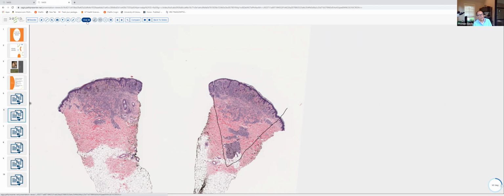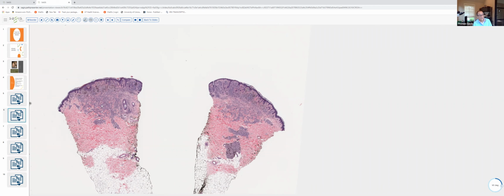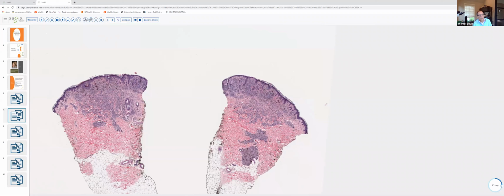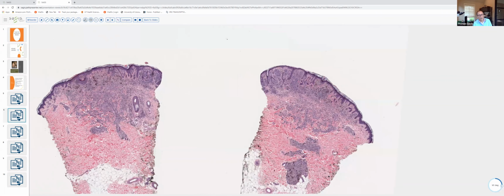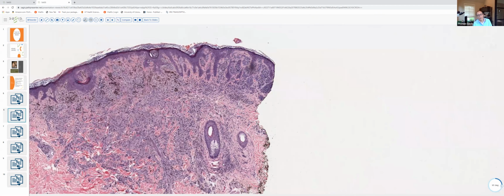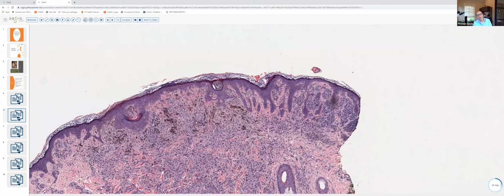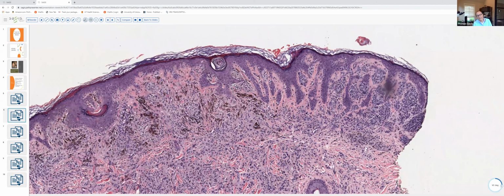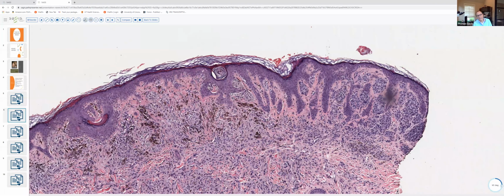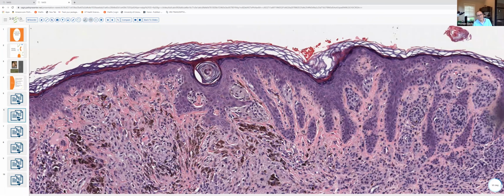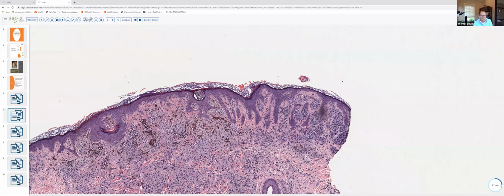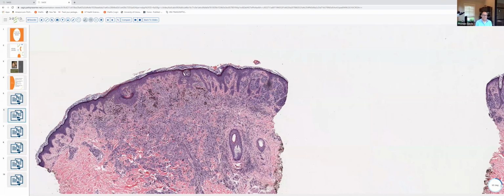The other thing that you need to remember about deep penetrating nevi: you'll remember we said cellular blue nevi are intradermal. Well, not infrequently, a deep penetrating nevus will be compound. It will have a junctional component. And here you can see we've got nests of melanocytes along the dermal epidermal junction. And again, you're not going to see that in a blue nevus.